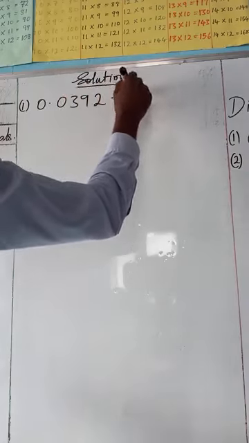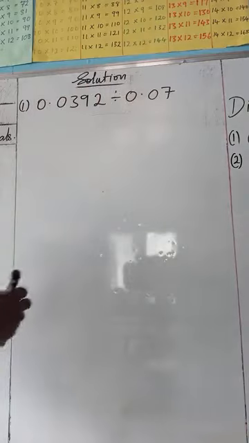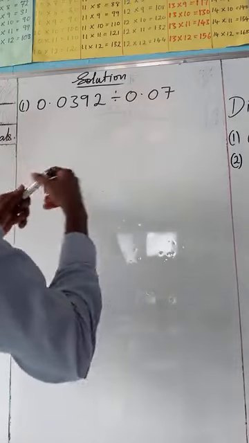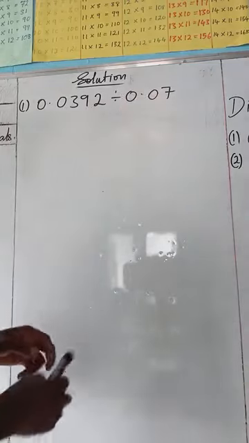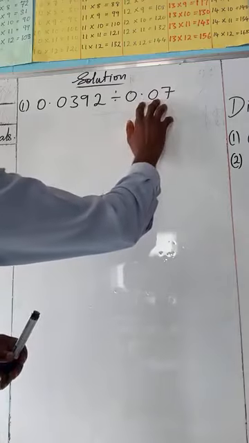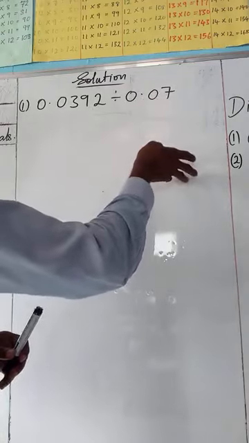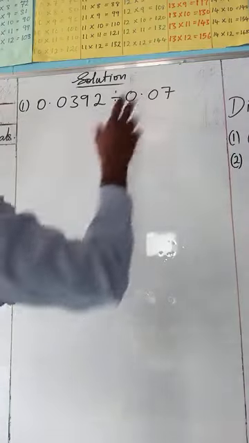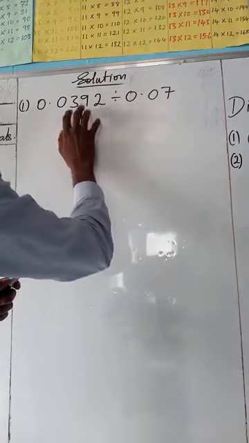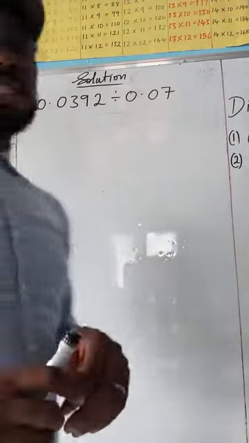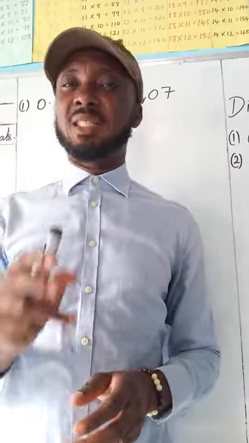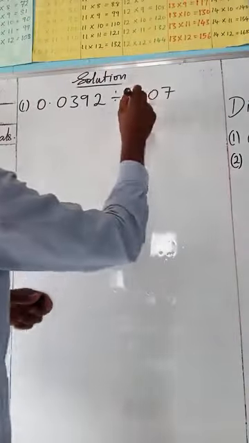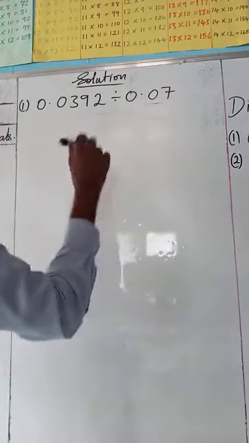0.0392 divided by 0.07. Now we are to divide this number by this number. So what do we do? We change this one to a whole number. If you want to change this one to a whole number, you multiply by 100, or you move the decimal point 2 times to the right. When you are multiplying by 100, you also multiply the dividend by 100, because what you should take into consideration is making the divisor a whole number, and this is the divisor.